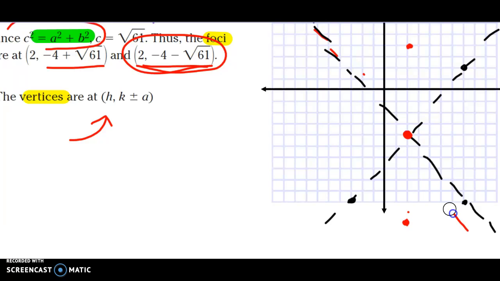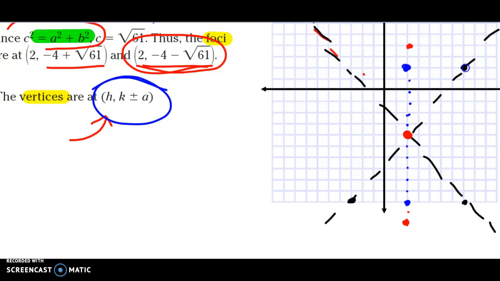All right. Oh, I already made it red. Let's make it blue. Okay, so the vertices are going to be blue. We're going to go over h, k plus or minus a. a is 6. 1, 2, 3, 4, 5, 6. There's your vertex. And then 1, 2, 3, 4, 5, 6, and there's your other one.